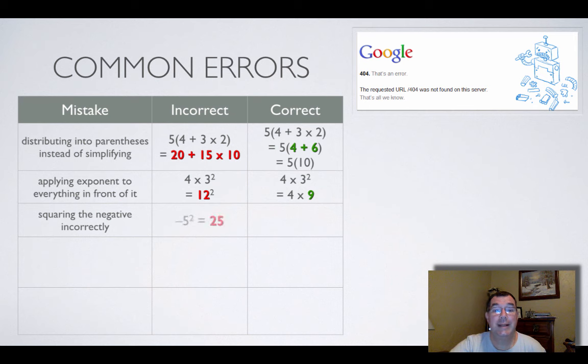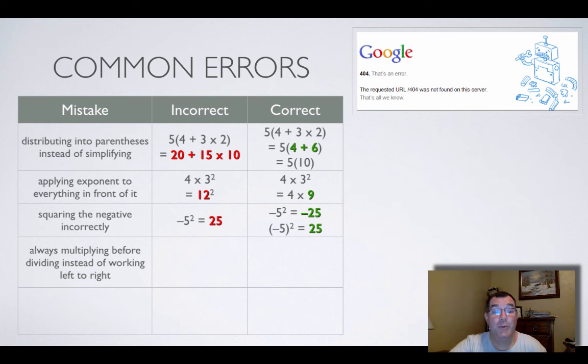Some people will square a negative number incorrectly. Remember, the square only applies to numbers that are immediately in front of it. So that little 2 only applies to the 5, not the negative that's in front of it. Okay, so notice the difference. If I have negative 5 squared, that's negative 25. But if I have negative 5 in parentheses squared, that's actually negative 5 times itself, which is 25. So notice the difference there. That's a big mistake people make all the time.